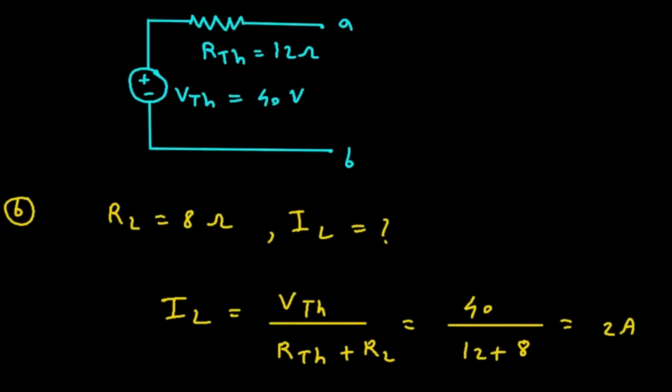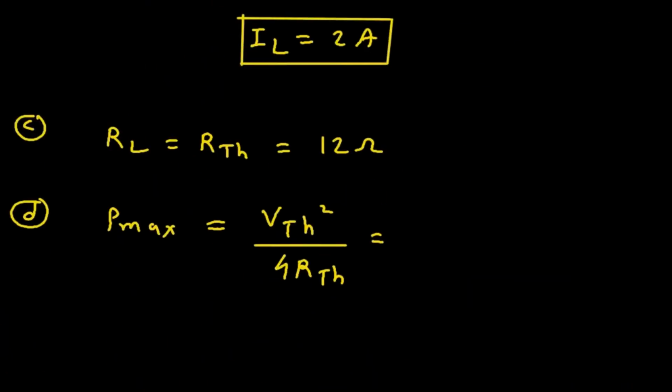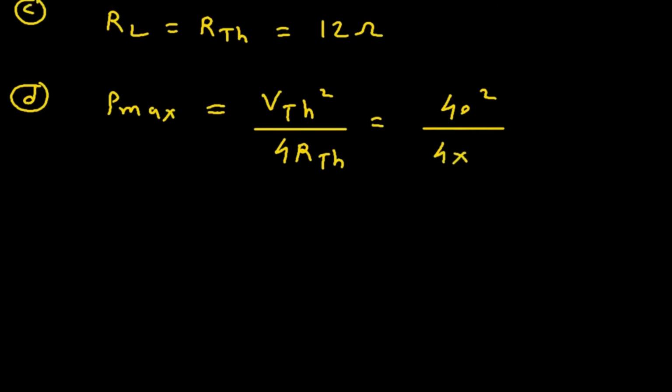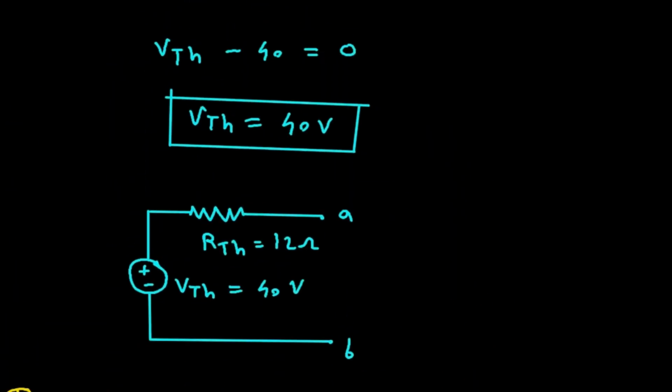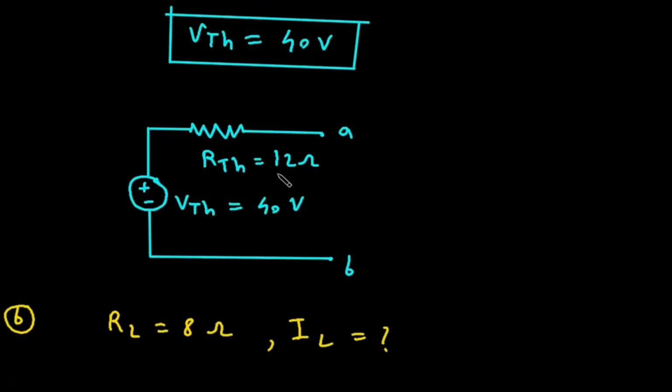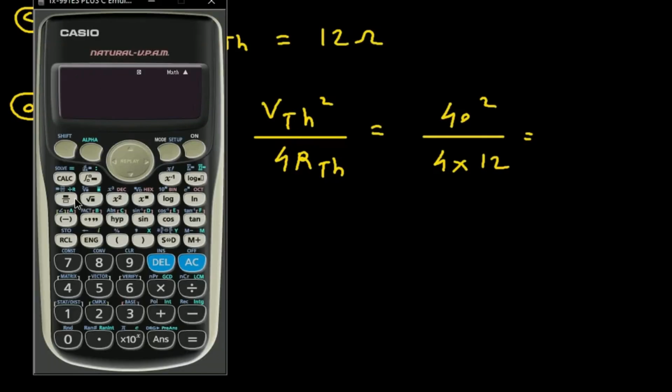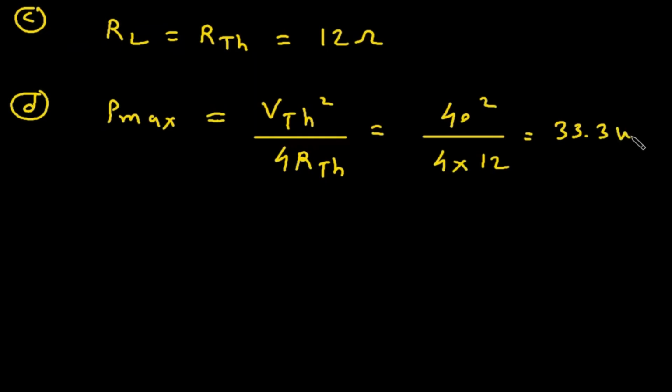Now VTH square is 40 square divided by 4 into RTH. Now RTH is 12 ohm. So 40 square divided by 4 into 12. So this will be 33.3 watt. This is the value of P max. 33.3 watt.